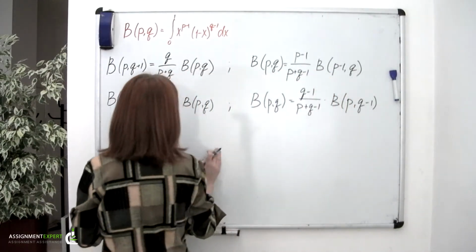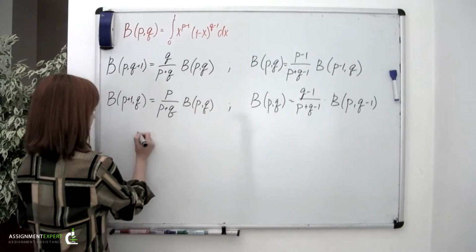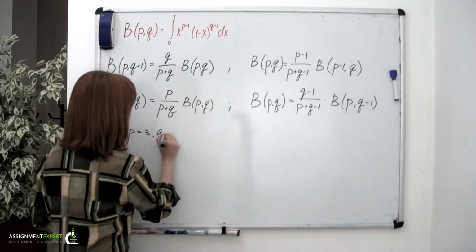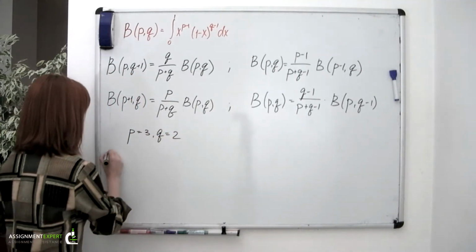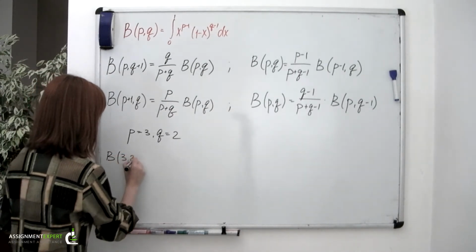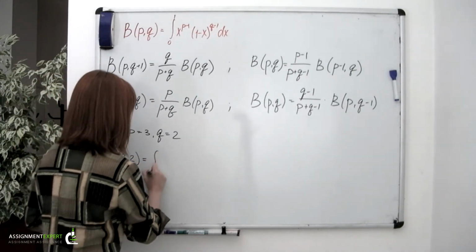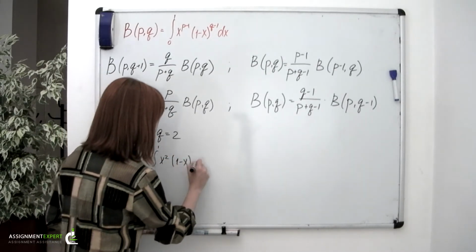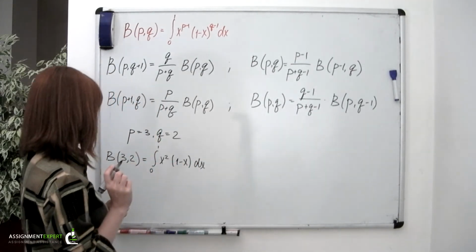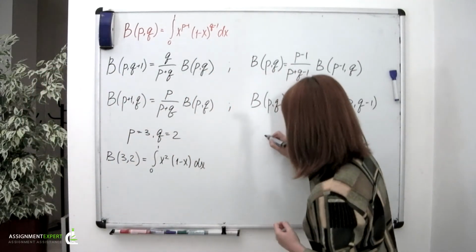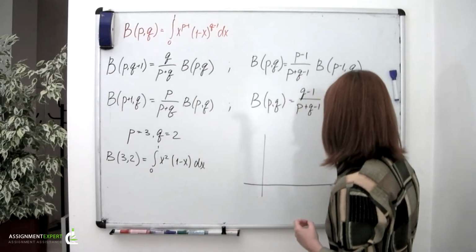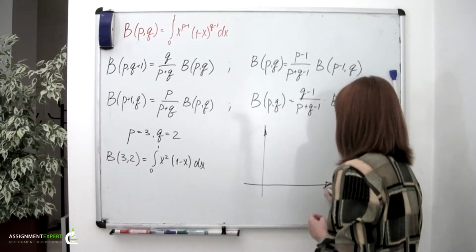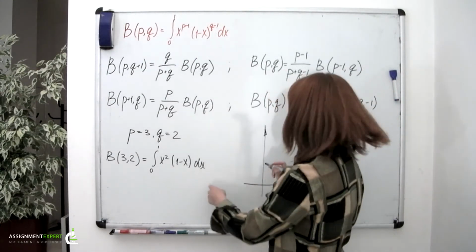Let's recall an example we had earlier. And we had this case where p was equal to 3 and q was equal to 2. So we had beta function of 3 and 2, which was equal to integral from 0 to 1 of x squared times 1 minus x dx. And so this was the case where we multiplied a parabola by a straight line.